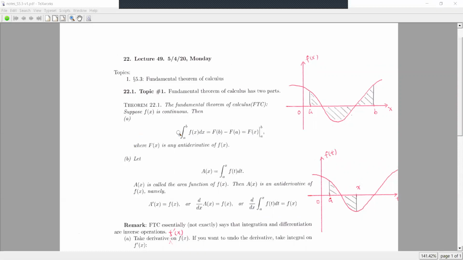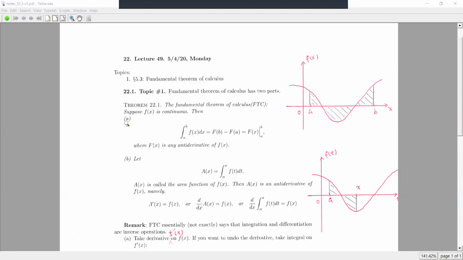Now, part A. The integral from A to B on the function f is the net area of the region between the graph of function f and x-axis and between A and B. That is the shaded region here. This integral is net area of the shaded region.